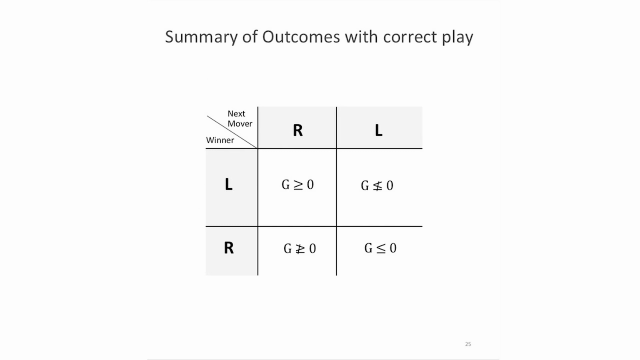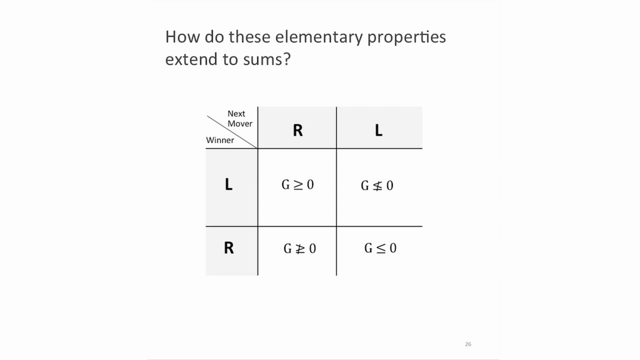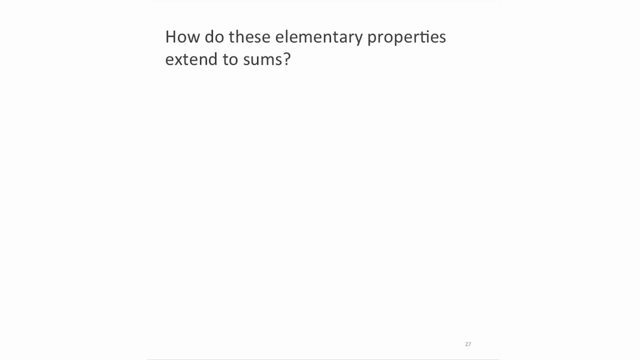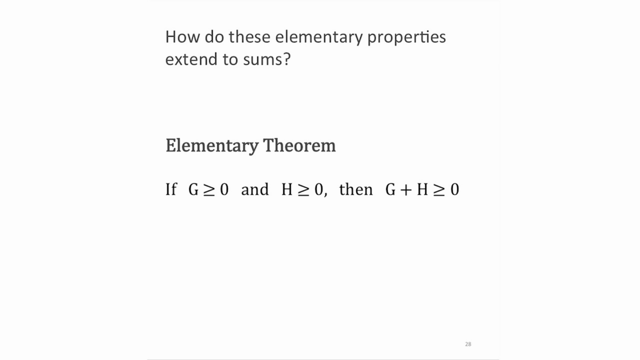In the first column, the next mover is right, and the outcome depends on whether the game is greater than or equal to zero. In the second column, the next mover is left, and the outcome depends on whether or not the game is less than or equal to zero. How do these elementary properties extend to sums? The answer is provided by the following elementary theorem. If two games, G and H, are each greater than or equal to zero, then their sum, G plus H, is also greater than or equal to zero.